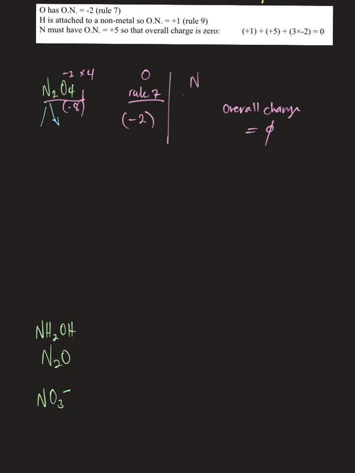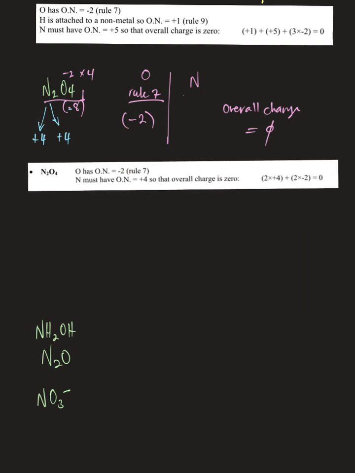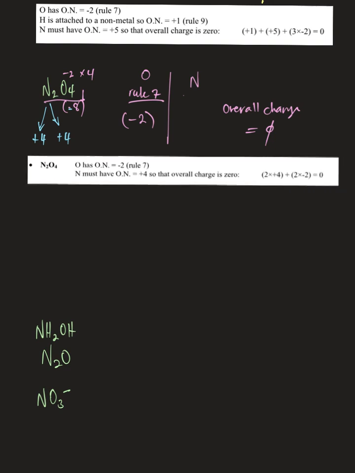Each nitrogen must have a charge. If this is -8, each must have a charge of +4 and +4. So overall, the N2 must be equal to +8 in order to cancel out. In an exam situation, they can ask you what would be the charge of each individual nitrogen, and you'd have to say nitrogen has an oxidation number of +4. So it's 2 times +4 plus 2 times -2, which gives you an oxidation number of 0.